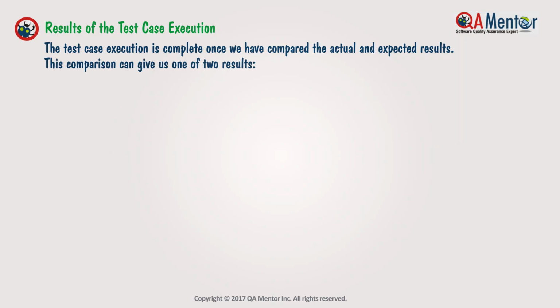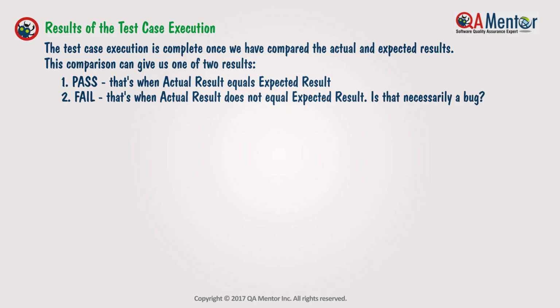This comparison can give us one of two results. Pass, that's when actual result equals expected result. Fail, that's when actual result does not equal expected result. Is that necessarily a bug?